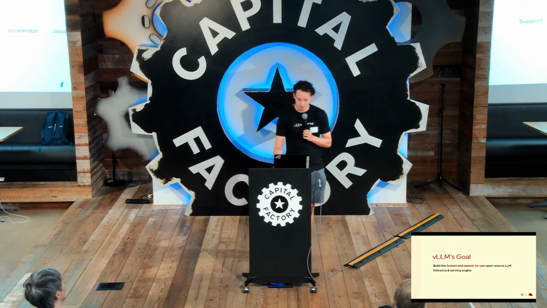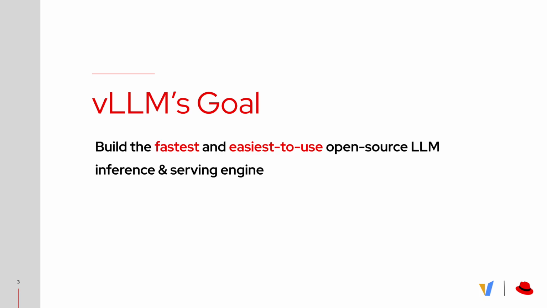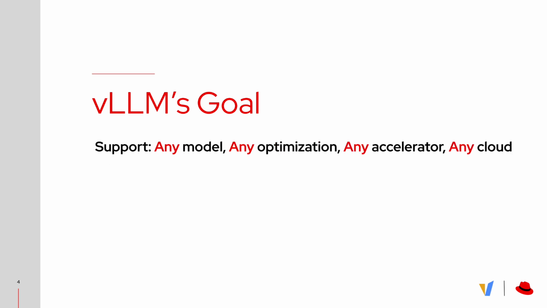The first goal that vLLM has is to be the fastest and easiest to use open source LLM inference and serving engine. And the second goal it has is to support any model, any optimization, any accelerator, and any cloud.